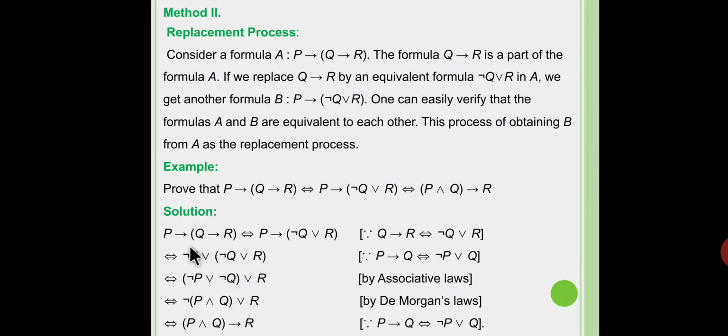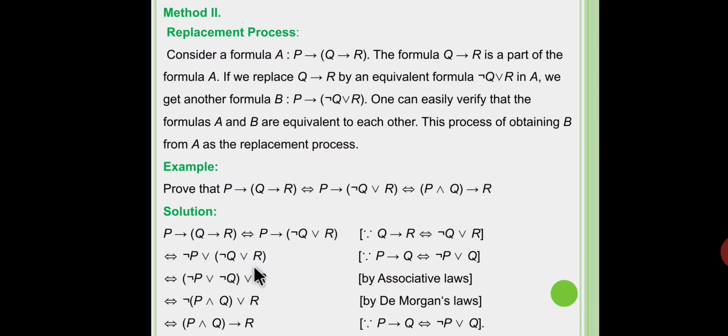Okay, so let us consider the LHS: P implication (Q implication R). What do we know? In place of Q implication R, which is equivalent to negation Q or R, we replace it. So what do we get? P implication (negation Q or R). Again, this is of the form P implication Q, so again applying the equivalence relation: negation P or (negation Q or R).